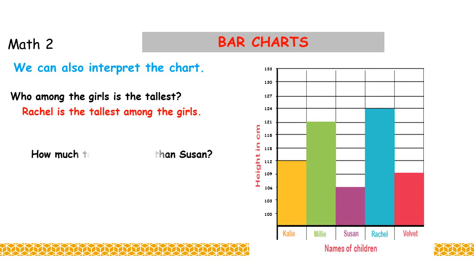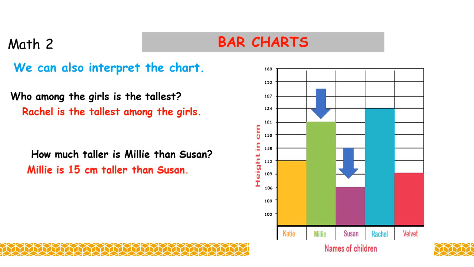How much taller is Millie than Susan? Let us look at Millie's height. Millie's height is 121, and Susan's height is 106. If we are going to subtract their heights, there will be 15 centimeters in between their heights. So, Millie is 15 centimeters taller than Susan.